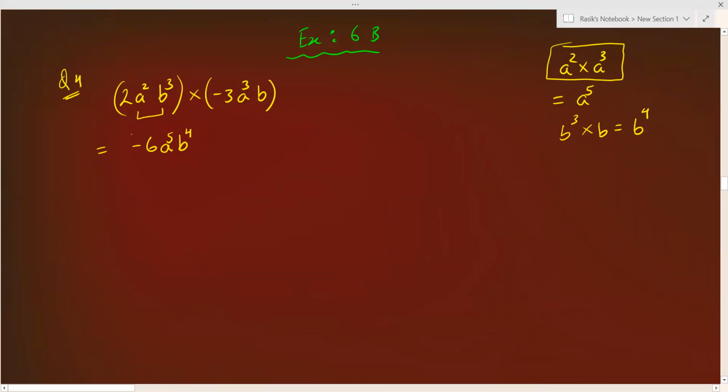Yes sir. Okay, so a square into a cube, yahan par dekho, powers add honge, a to the power 5. Similarly b cube into b, b cube ko b se multiply karenge to ban jayega b ki power 4. So answer minus 6 a to the power 5 b to the power 4. This is the answer. Understood? Yes, sir. Note down the question.